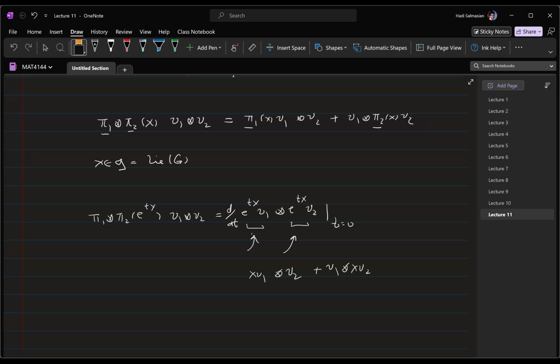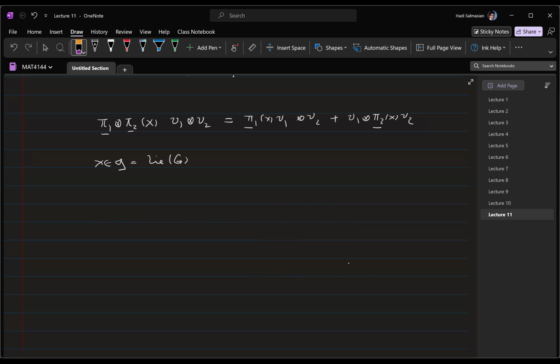Okay, maybe I'll just erase this explanation, because as I said, this is somewhat external. You don't need to know this for your exam. I think it's just for getting further knowledge of what's going on.